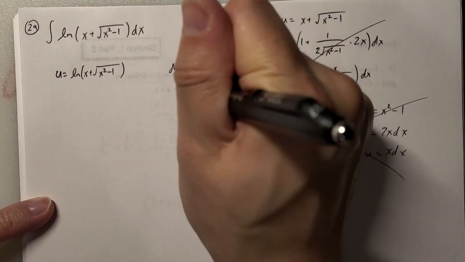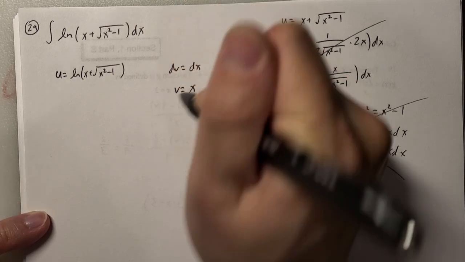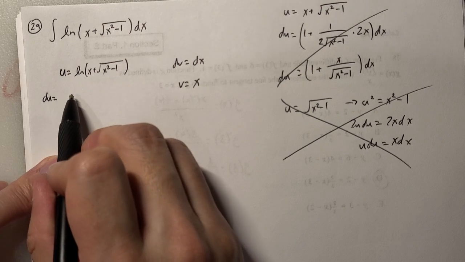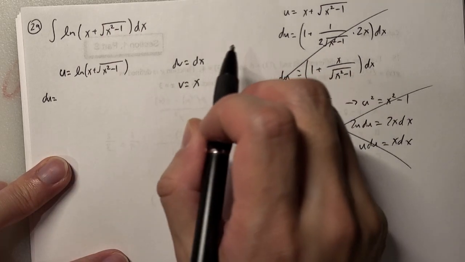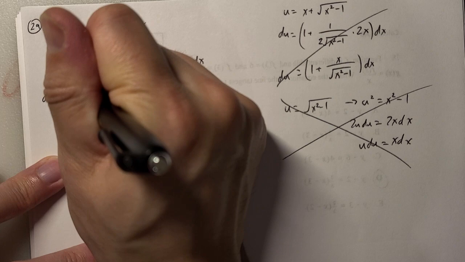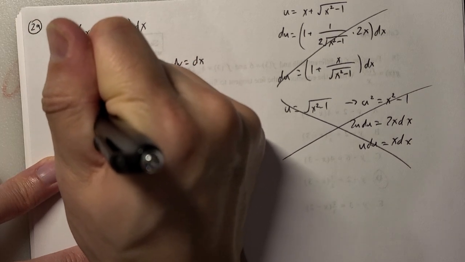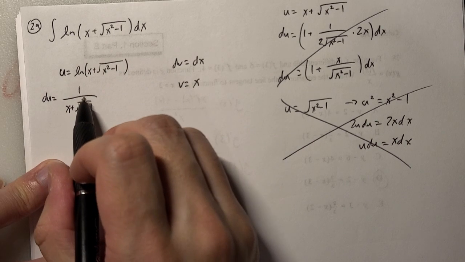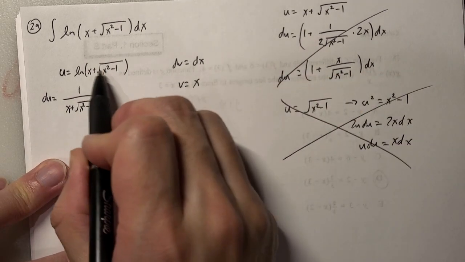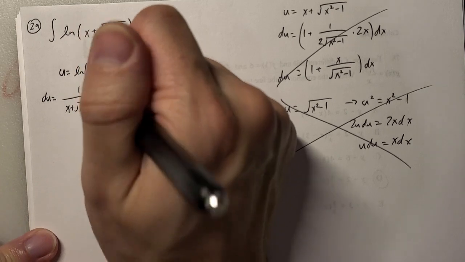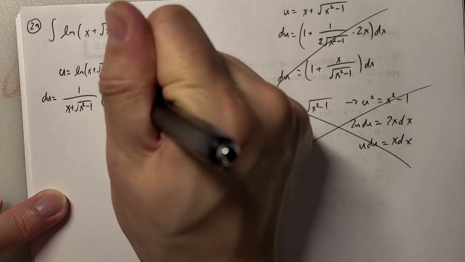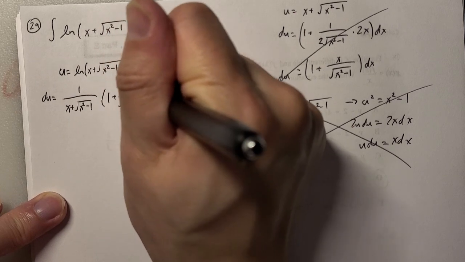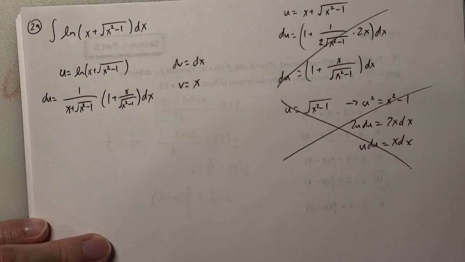That's the easy one. Let's do the easy one first. So v is x. How about what's du? We actually found it kind of up here already, but okay, let me write it. It'll be 1 over x plus square root of x squared minus 1. We need this first, and then we need the chain rule, which the derivative of the inside we found over here. So let me just copy it over. It'll be 1 plus x over square root of x squared minus 1 dx.